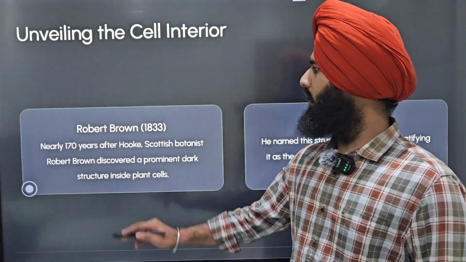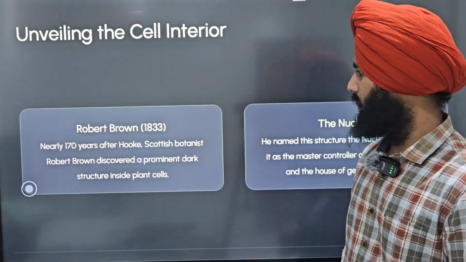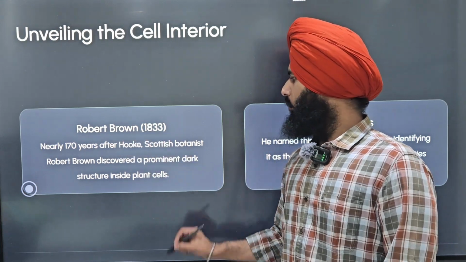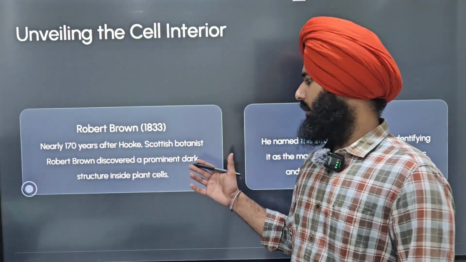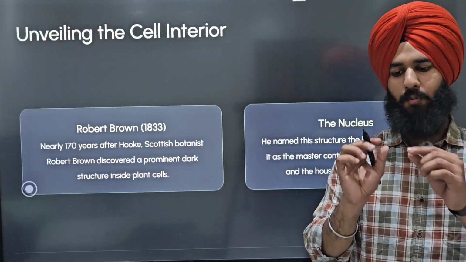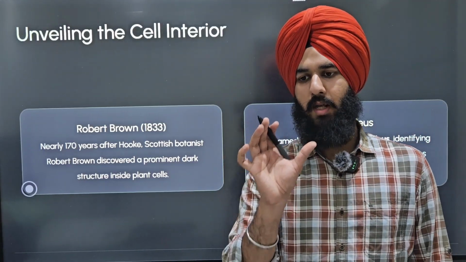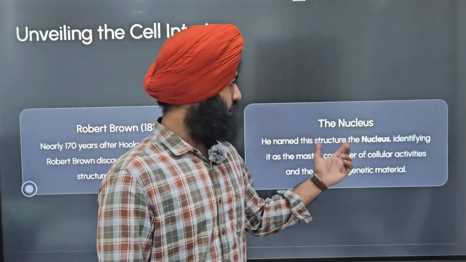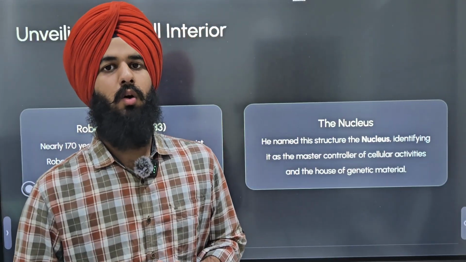So nearly 170 years after Robert Hooke, there came Robert Brown, who studied plant cells. He was a botanist and he studied plant cells, and he discovered that there was a prominent dark spot. So there was a very visible dark spot inside the plant cell. He later named this spot the nucleus, which was the controller of cell activity.